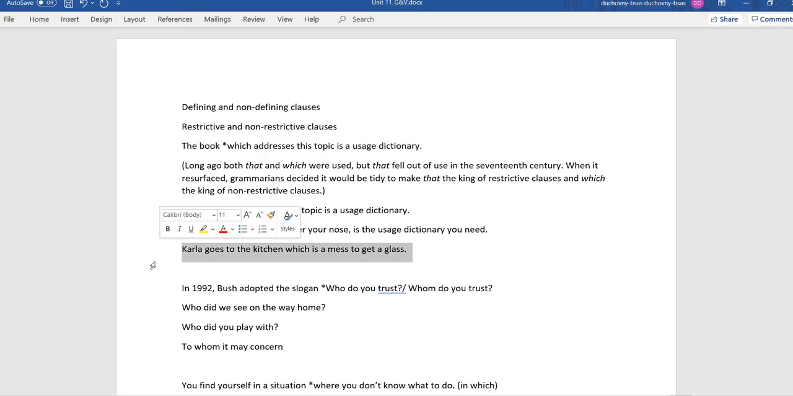Now, for example, I get this sentence in a composition written by a student that says, "Carla goes to the kitchen, which is a mess, to get a glass." And you clearly see that I need a comma here, and a comma here. The kitchen, which is a mess: this is additional information. It doesn't define the kitchen. It doesn't tell me that she was walking into the kitchen that was a mess, because that would mean there was another kitchen that was not a mess, which is unusual for a house. Most houses have only one kitchen.